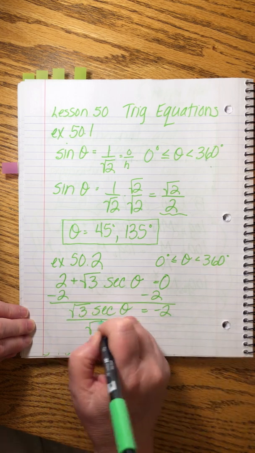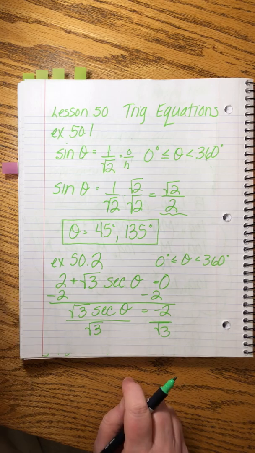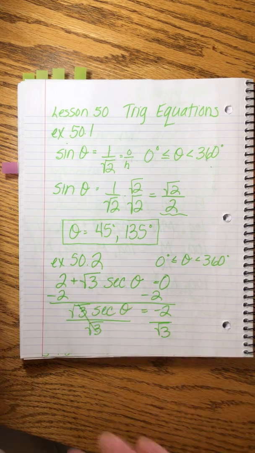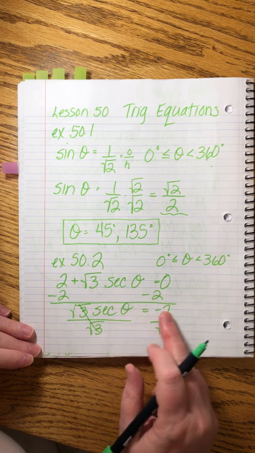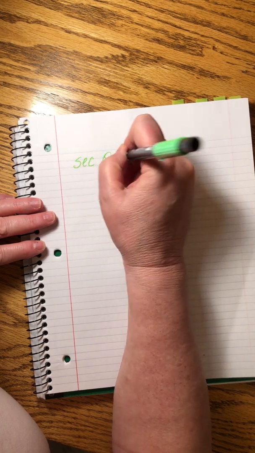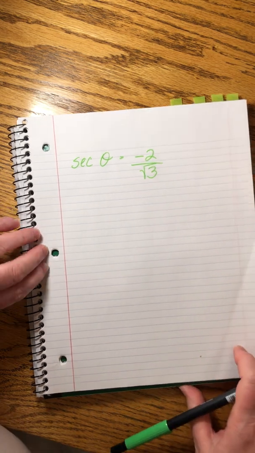Then we'll divide both sides by square root of 3. That cancels. I'm going to flip. So the secant of theta equals negative 2 over the square root of 3.